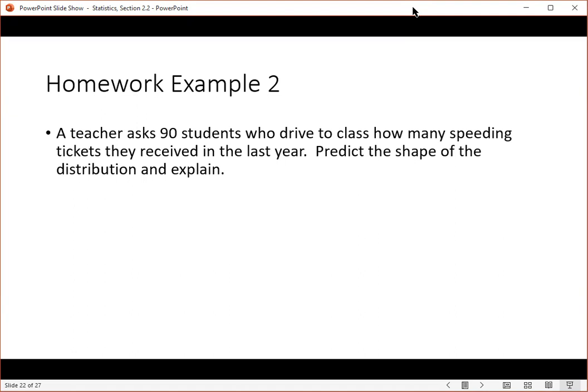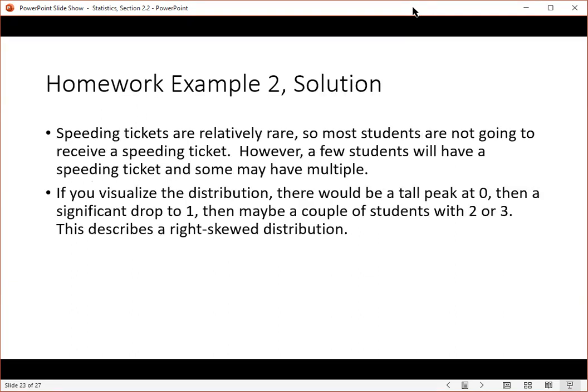So if you think about the shape of that, peak on the left, peak at 0, which is the furthest to the left, shallow, falling, as it goes to 1, falling further as it goes to 2 and 3. All right, that is going to be a right skewed distribution. And then let's see, what did I write here?